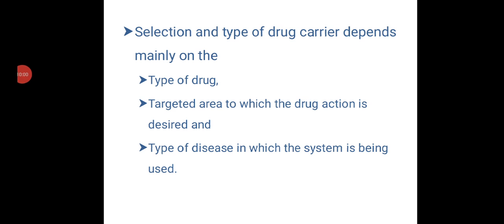Now, the selection and type of drug carrier depends on which carrier should be selected for a particular drug molecule. That depends upon the type of the drug or the physicochemical property of the drug molecule, the targeted area where the drug action is desired, and the type of the disease. So based upon these conditions we should be able to select the particular carrier.